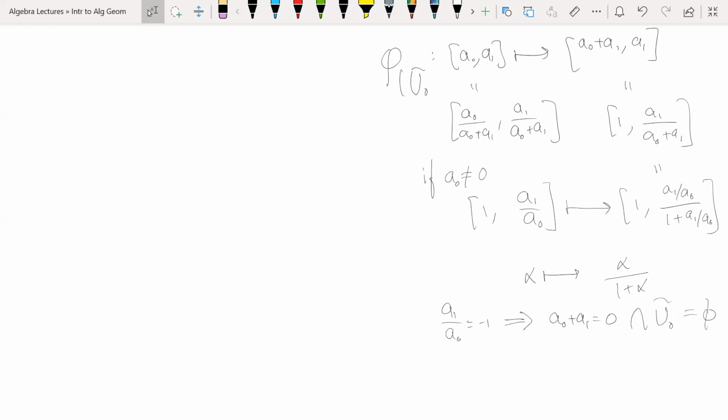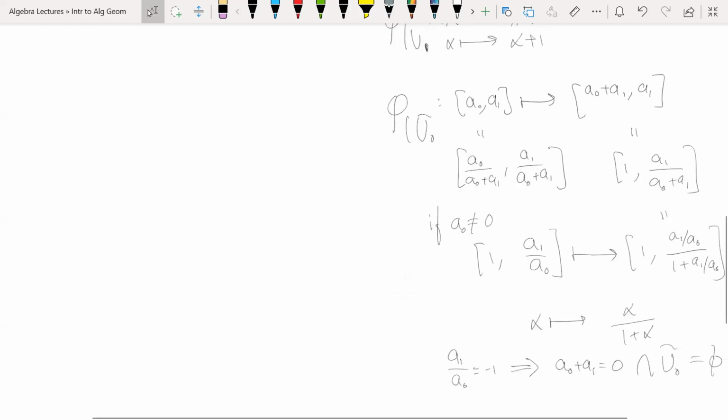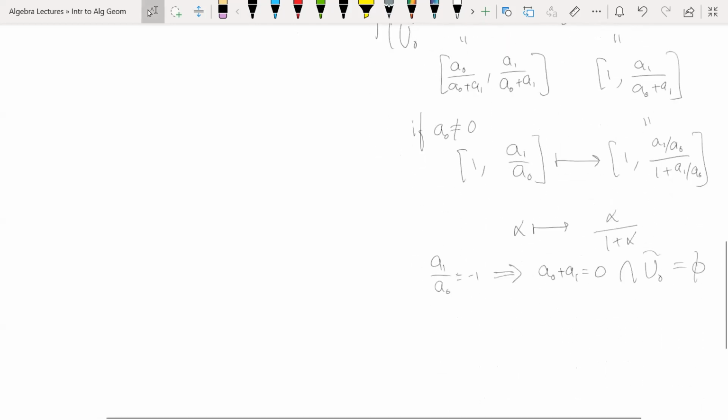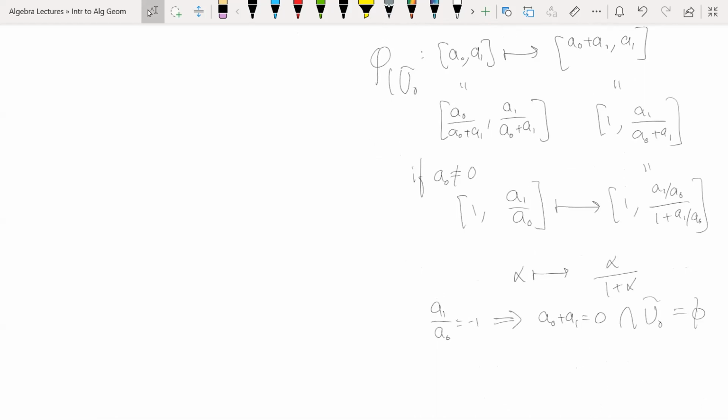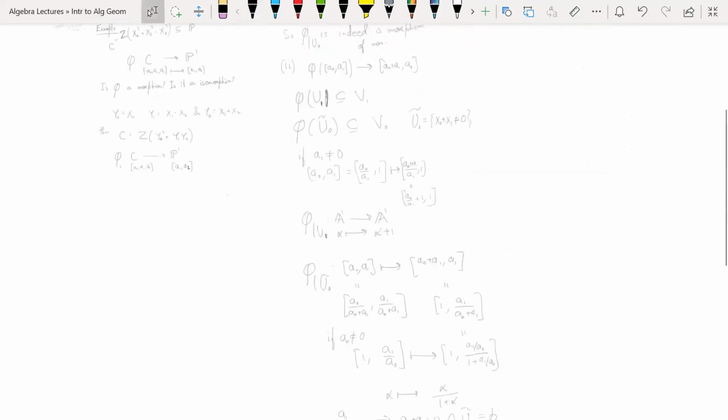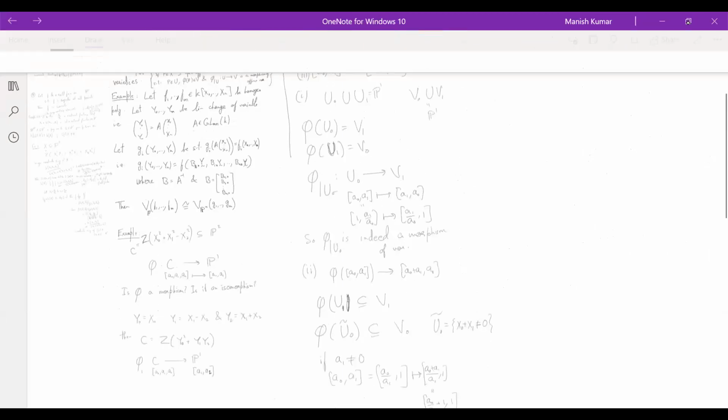So 1 plus alpha is never 0. So the image of U0 tilde does lie in V0 tilde. Yeah, so it does lie in V0. So phi tilde of U0 tilde is contained in V0, because the denominator doesn't vanish here. So the image is okay, it's well defined. I hope this is clear.